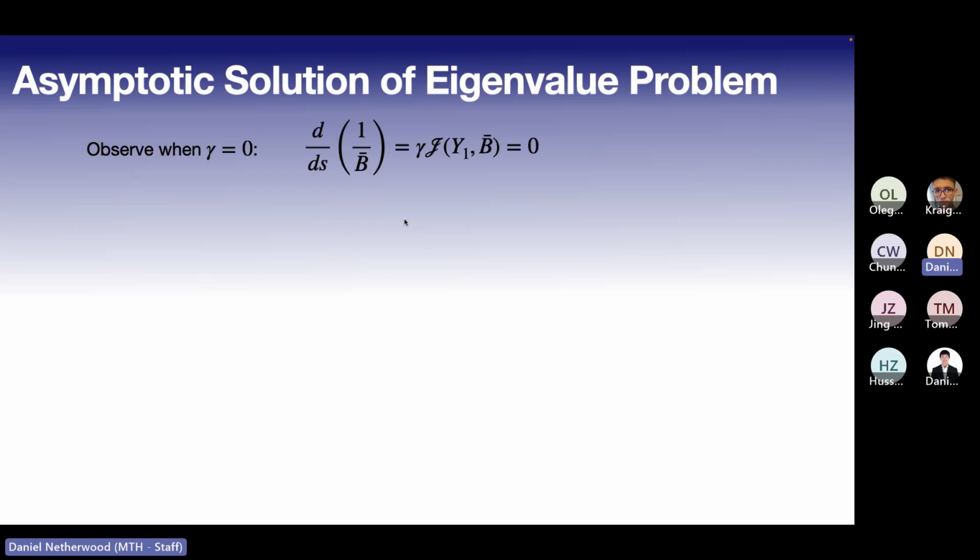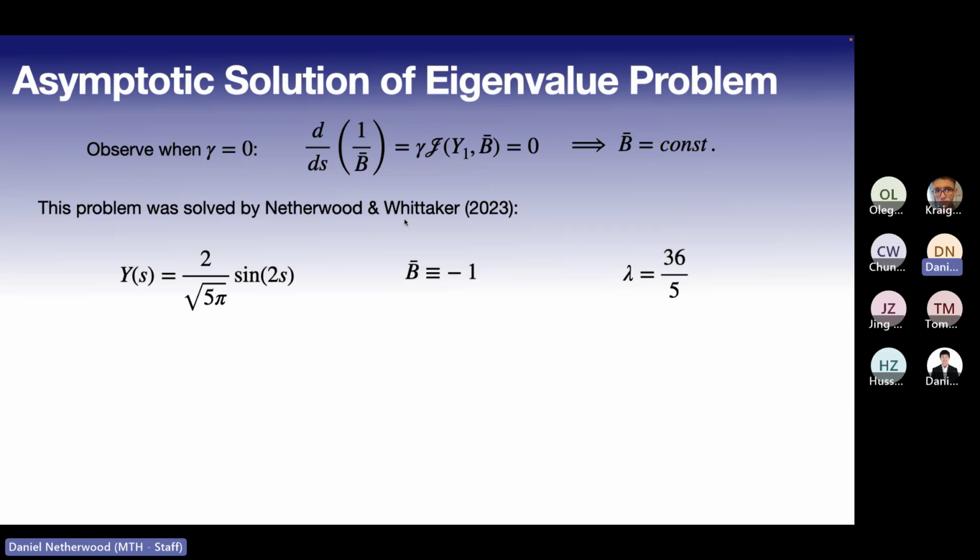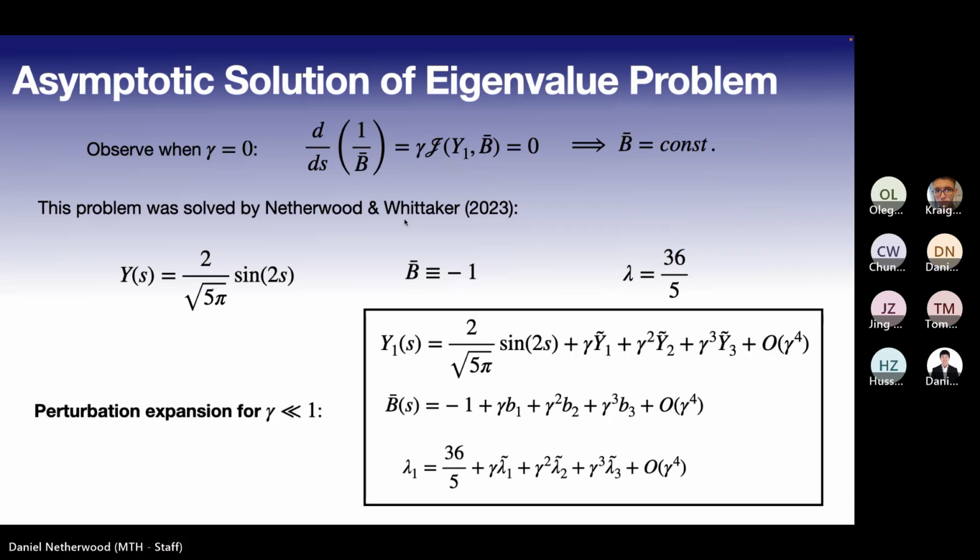So as I mentioned previously, you can observe that when gamma is 0, the equation for the curvature results in d by ds of 1 over b bar is 0, and hence the curvature is therefore constant. And as we know, constant curvature is therefore a circle. Now, we've already solved this problem in our publication. So this problem was solved by us, and we know we have analytical solutions for the eigenvalue problem when the cross-section is a circle precisely.